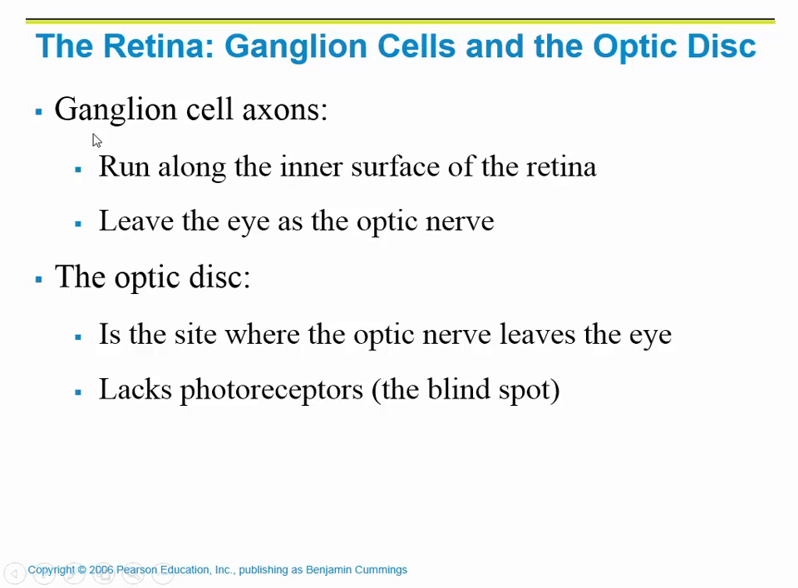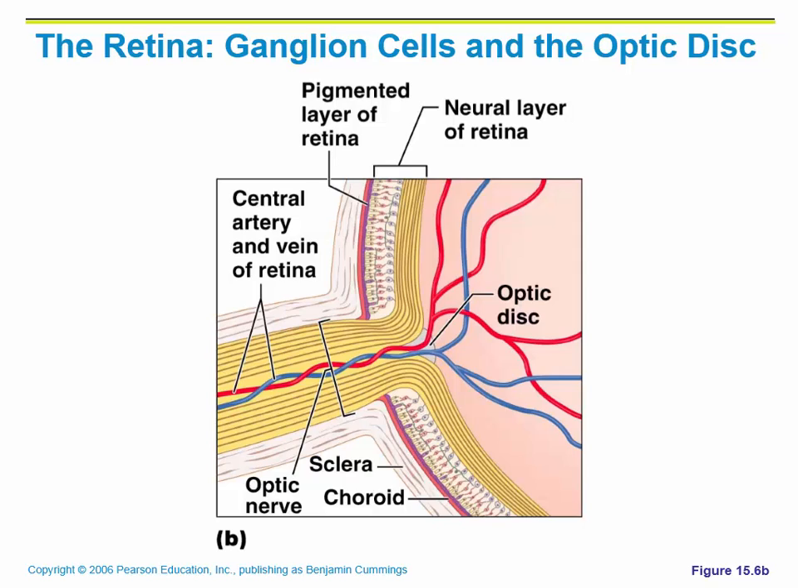Within the retina, we have these neurons, like I said, ganglion cell axons, and they are going to run along the retina. They're going to be gathering all of the sensory information, and then they're going to leave through that optic nerve that I just mentioned. Then you have something called the optic disc, and this is the site where the optic nerve leaves the eye. This optic disc lacks photoreceptors, and so we consider it to be the blind spot of the eye. This is just showing you the optic disc, where that would be your blind spot.